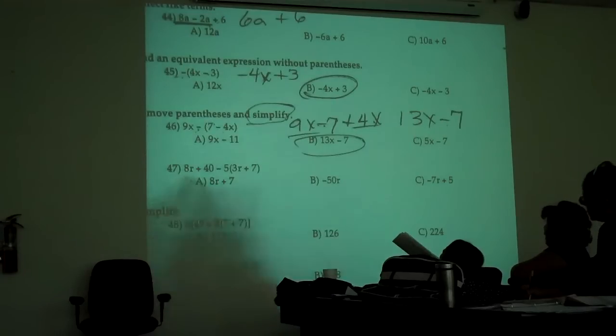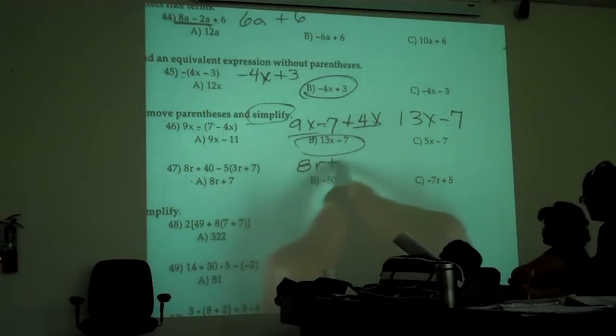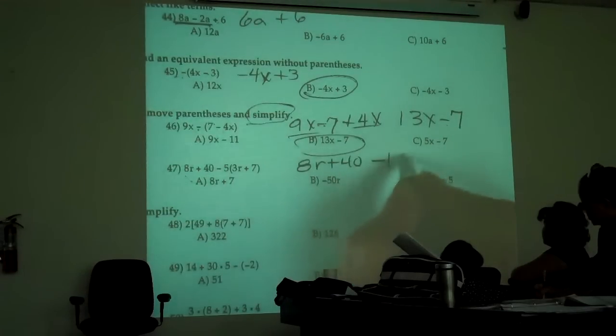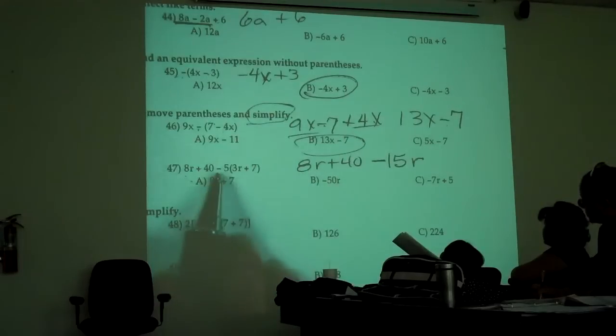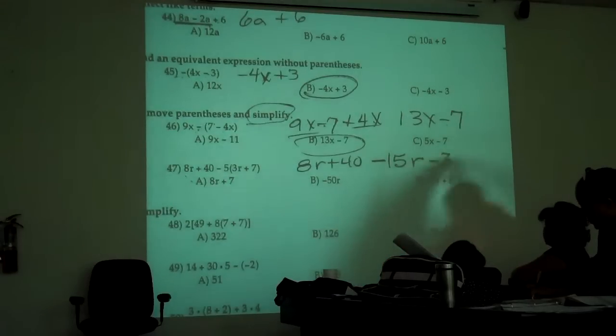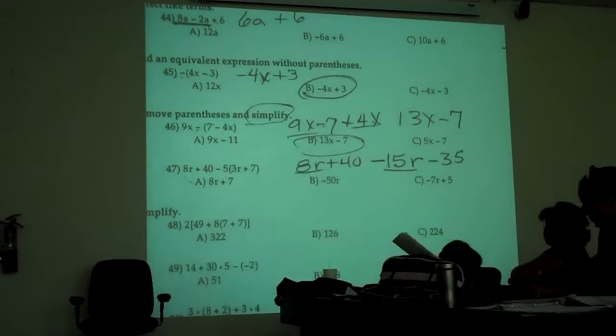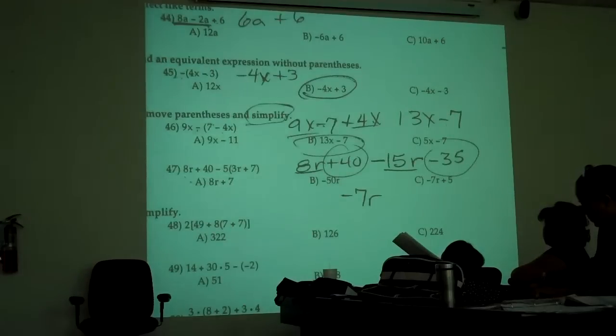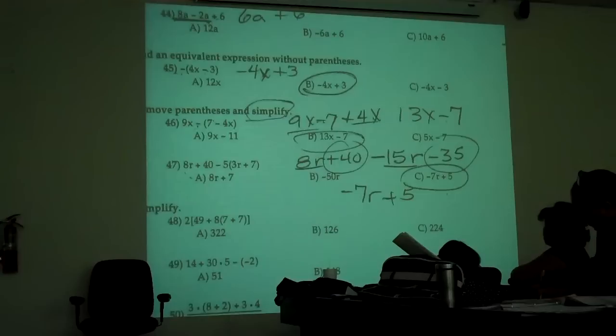Okay, this part stays just like it is, 8r plus 40. The negative and the 5 multiply through. Negative 5 times 3r is negative 15r, minus 35, right. Now simplify, combine like terms. Negative 7r plus 5. Right. Negative 7r plus 5. Okay, 48.